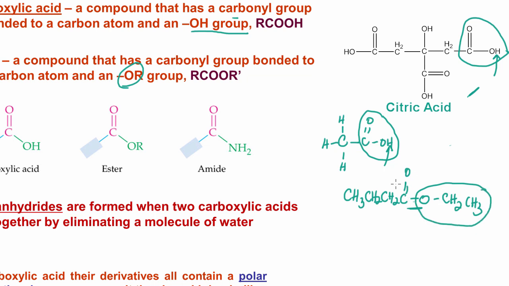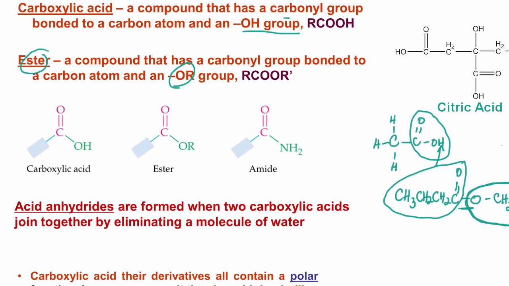Esters are synthesized from carboxylic acids and alcohol. So a carboxylic acid will react with an alcohol. So this part of the molecule here comes from the alcohol, and this part here comes from the carboxylic acid. So you can make a variety of different compounds depending on the carboxylic acid you start with and the alcohol you start with. We'll get into that in a little bit, okay?